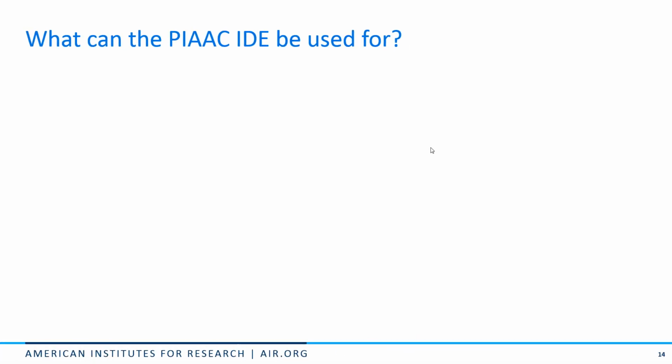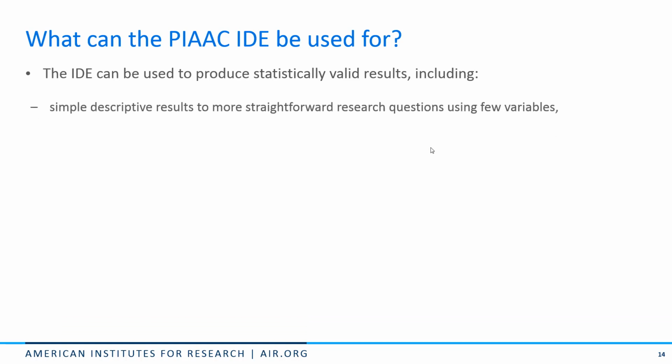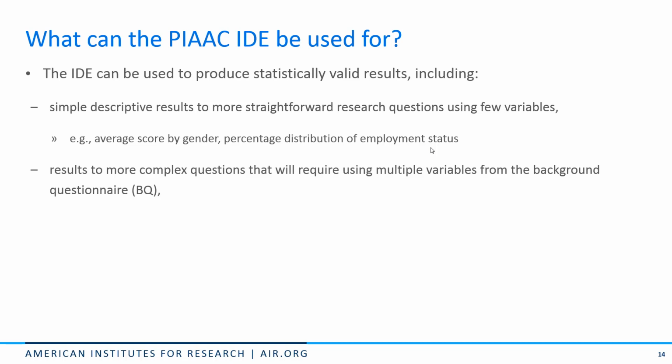We will now go over the specific types of analyses the US PIAAC IDE can be used for. The IDE can produce statistically valid results accounting for PIAAC's complex sampling and assessment design, including, for example, weights and plausible values, to answer a variety of research questions. These questions can range in complexity from simple descriptive results using one or a few variables, such as average score by gender, to those that require using multiple variables, such as a linear regression of literacy scores on age, gender, and education.